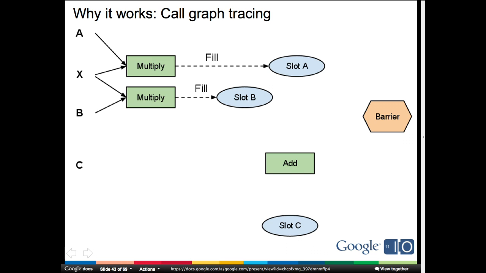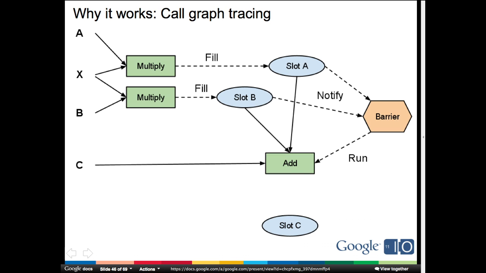The tasks can run in any order. It doesn't matter. They can be idempotent. They might run multiple times. It doesn't matter. Those are the semantics of the API. When each slot is filled, it'll notify the barrier. The barrier will wait for both slot A and B, in any order, to be done. Once they're both done, it'll notify add and say run. Add will then go find the parameters it needs, pull them in from slots A, B, and C, do what it needs to do, and then fill slot C. Then it'll call you back and basically say, I'm done, and now you can go grab the result of the polynomial. That's it. Does it make sense so far? People getting it? OK, cool.